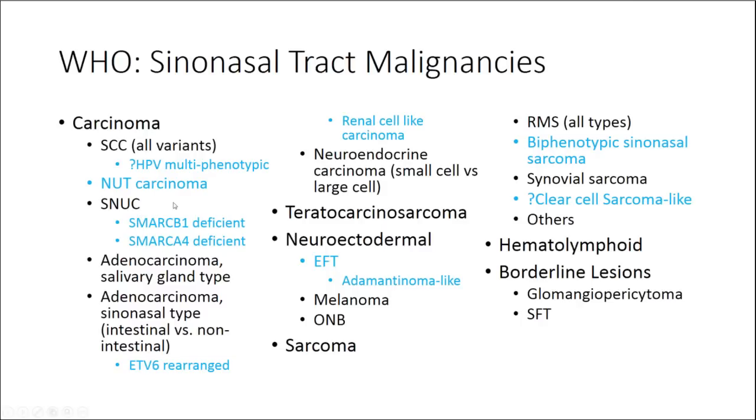We now have a whole host of sinonasal undifferentiated carcinomas associated with deficiencies in specific proteins such as SMARCB1 and SMARCA4. In terms of adenocarcinomas, we've added this ETV6 rearranged as well as this renal cell-like carcinoma. We've expanded the neuroectodermal to include this adamantinoma-like Ewing family tumor, and added other tumors, particularly this biphenotypic sinonasal sarcoma. So over the past 10 years there has been growth in the characterization of these lesions in this area.